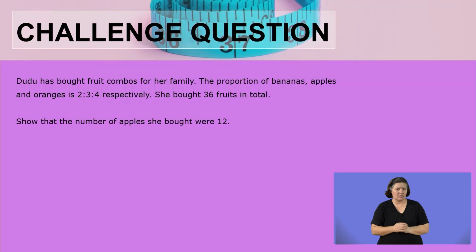Now here is a challenge question. Dudu has bought fruit combos for her family. The proportion of bananas, apples, and oranges is 2:3:4 respectively. She bought 36 fruits in total. Show that the number of apples she bought were 12.